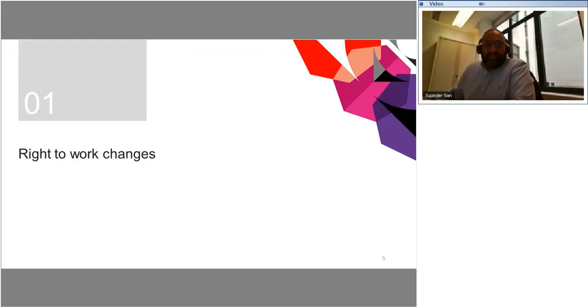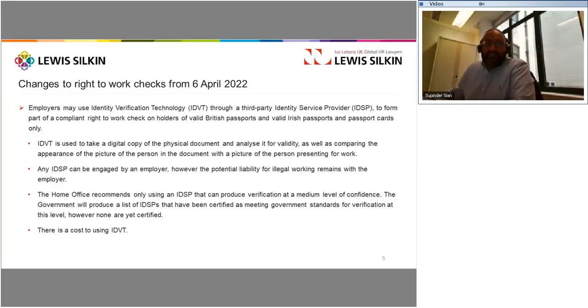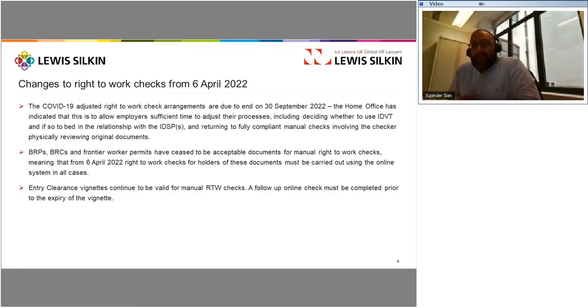So let's kick off with right to work changes. Now, as responsible employers, I don't need to tell you how important right to work checks are. They need to be conducted prior to employment commencing or the morning of day one at the absolute latest. And the reason why it's so important to get this right from the beginning is because you as the employer will benefit from a statutory excuse should that individual subsequently become an illegal worker without your knowledge.